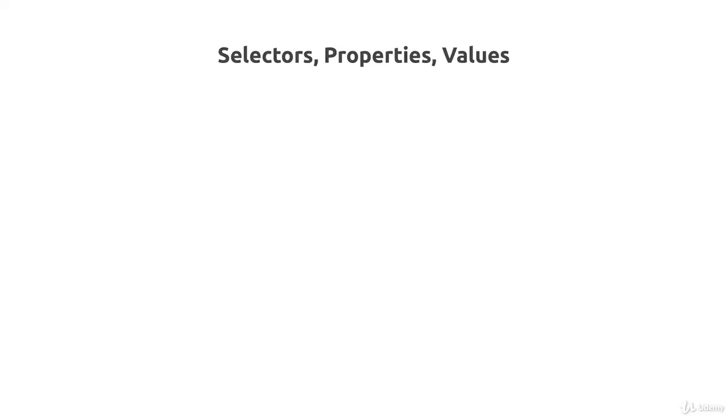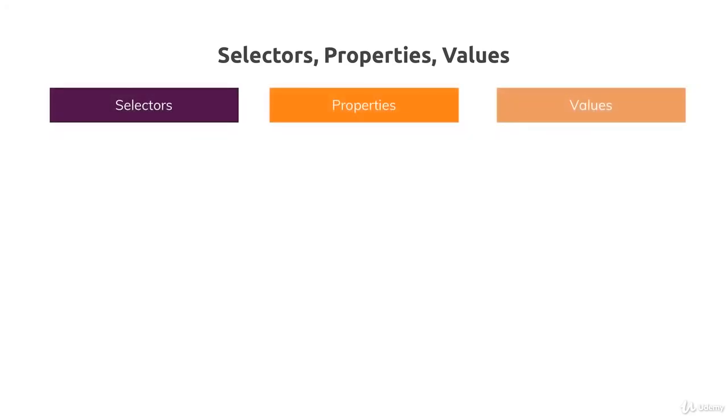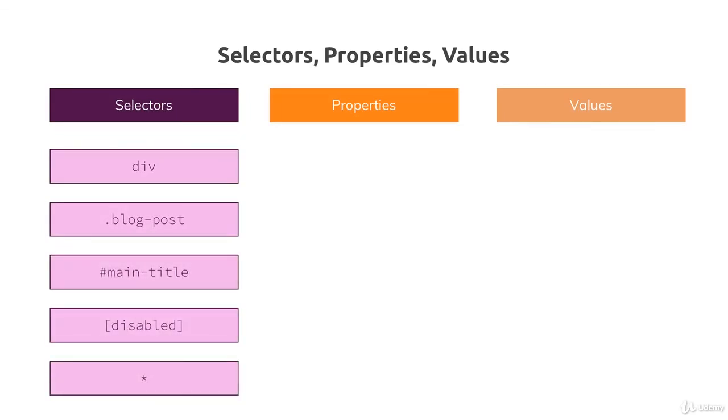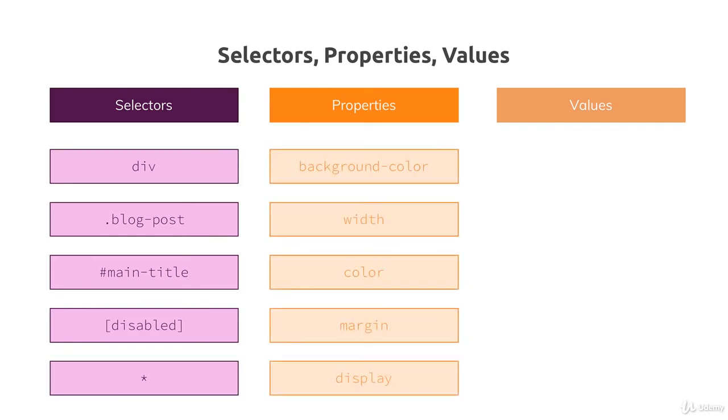In this course module, we set some important foundations about the way CSS works, and we worked with selectors, properties, and values. Now, just to bring this back into memory, selectors are things like div, class blog post, ID main title, the disabled attribute, or the universal selector. Properties are things like background color. We haven't seen that. We used background. It's connected to that, of course, though. Width, color, margin, display. Here are also a couple of properties we haven't used before.